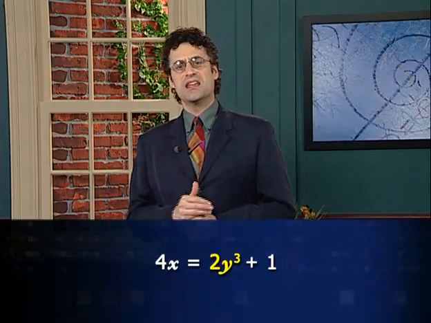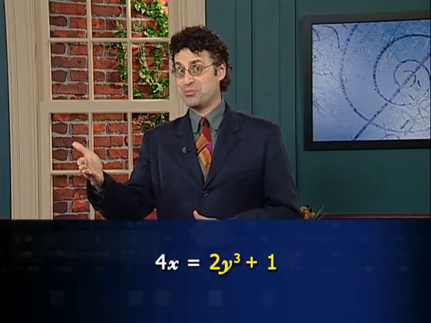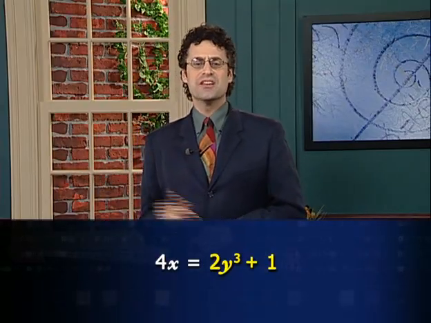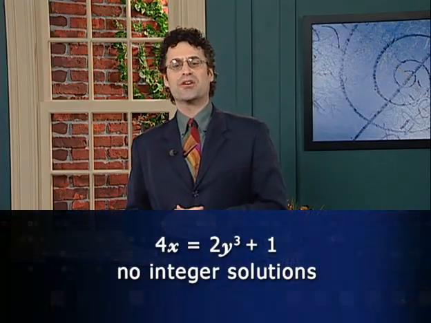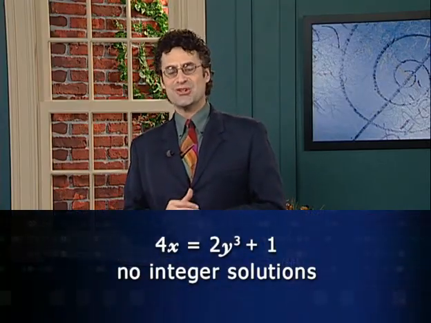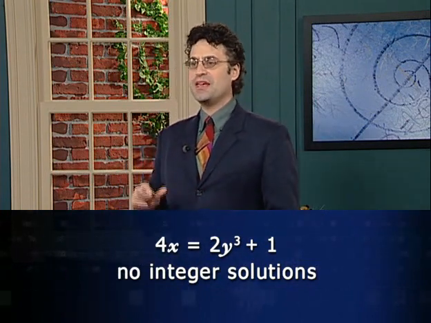While on the right-hand side, notice that 2y³ is even, but when I increase it by 1, it automatically becomes odd. So its remainder when we divide by 2 will be a 1. In other words, the remainders are not equal, and therefore it is impossible for the two sides of the equation to be equal integers. So there are no integer solutions to this equation. Modular arithmetic can be used quite often to show that certain Diophantine equations have no integer solutions at all.